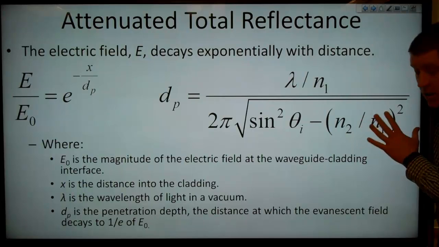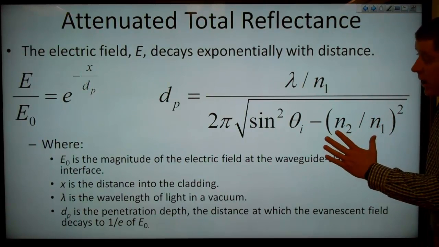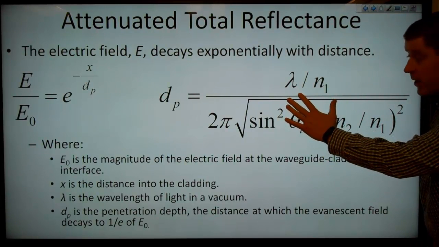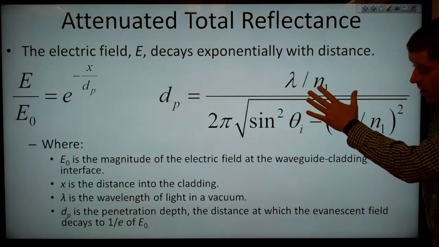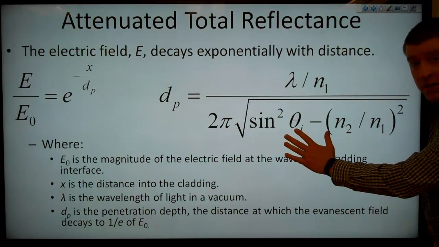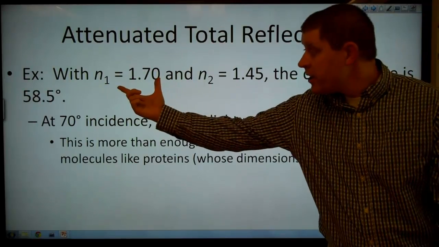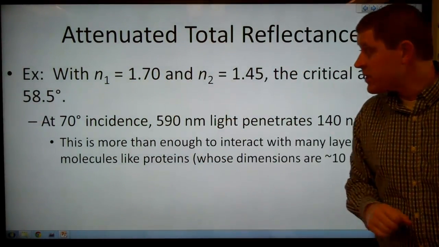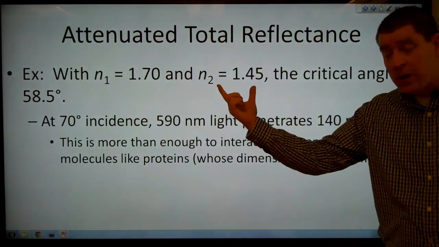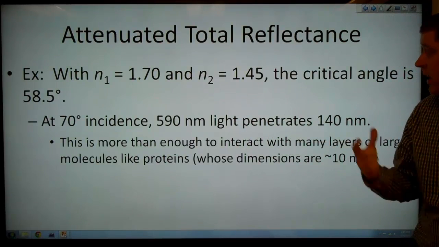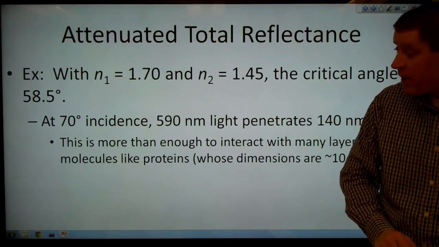And so dP is shown over here and depends upon the wavelength of light in a vacuum, the index of refraction of our two media, and the incident angle. For example, with an index of refraction of medium 1 of 1.70 and an index of refraction in medium 2 of 1.45, then the critical angle is 58.5 degrees.